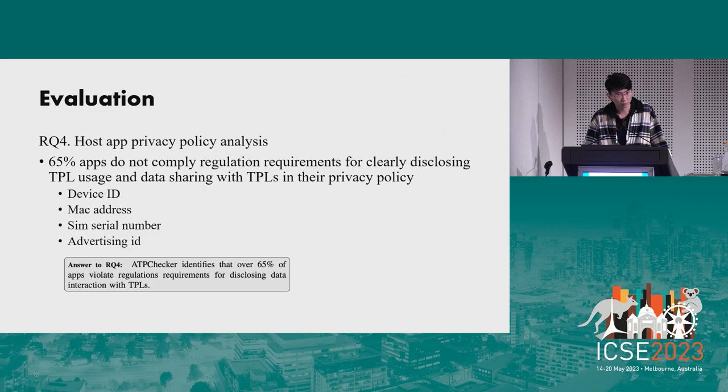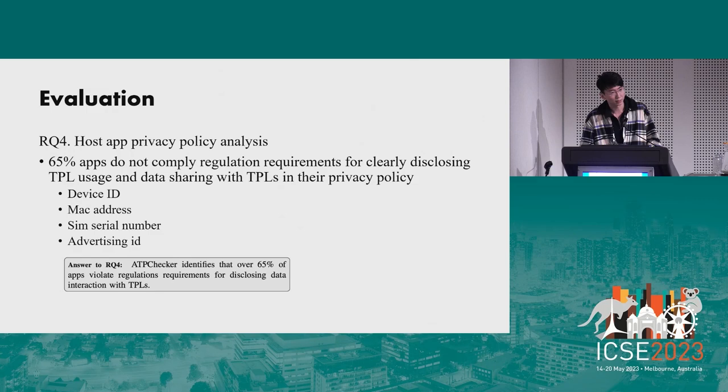We found that over 65 apps do not comply with regulation requirements to clearly disclose their third-party library usage and their sharing behavior with third parties. Most of them just claim in their privacy policy that they use certain third-party libraries and provide a link to the privacy policy of the third-party libraries, but without clearly disclosing what kind of data they are sharing with the third-party libraries.